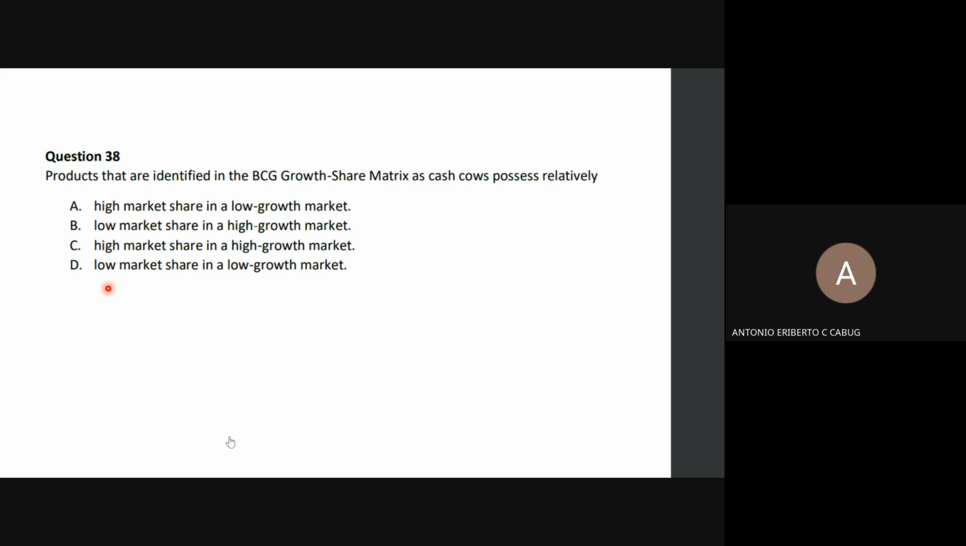Okay, products that are identified in the BCG growth share matrix as cash cows possess relatively high market share, low growth rate already. The correct answer here is letter A. Correct answer is letter A. Okay, how about this one?